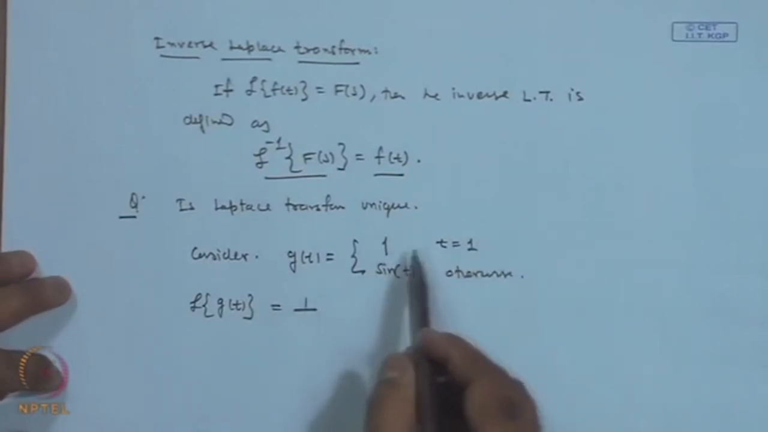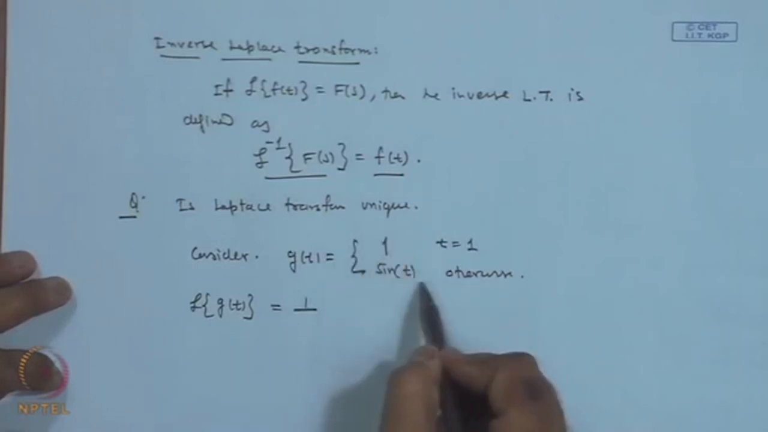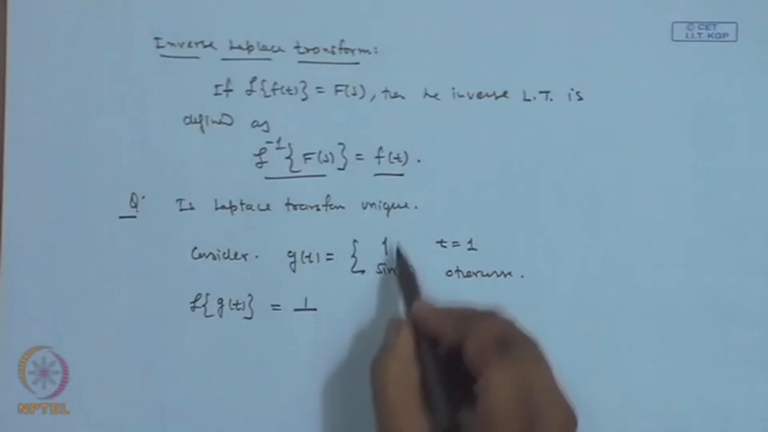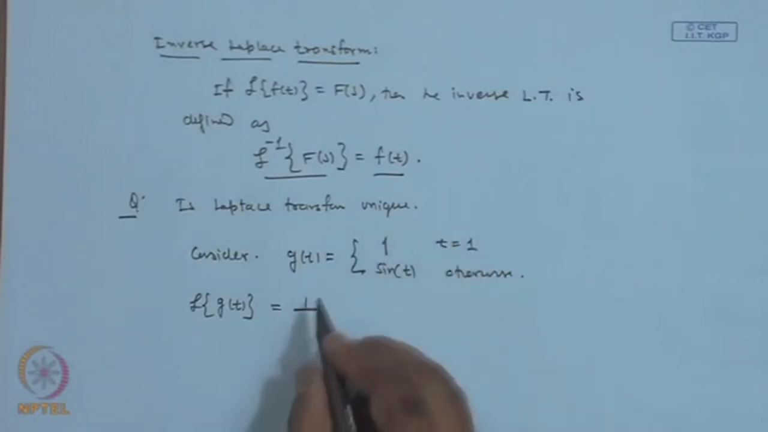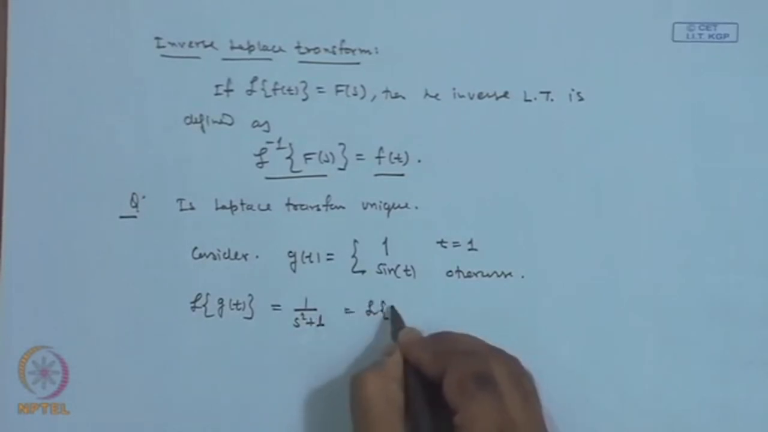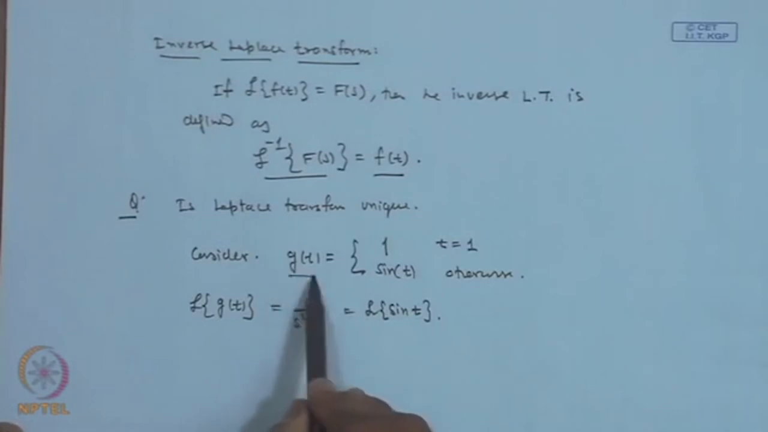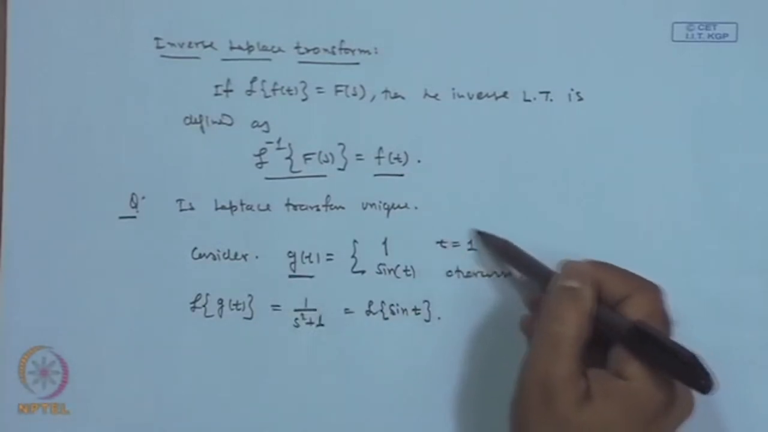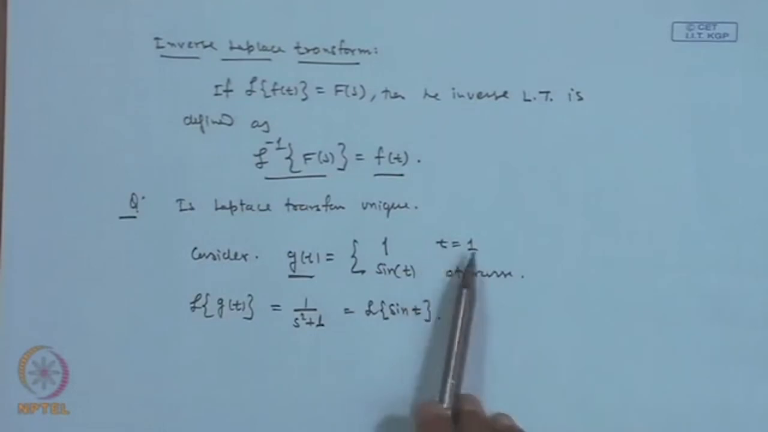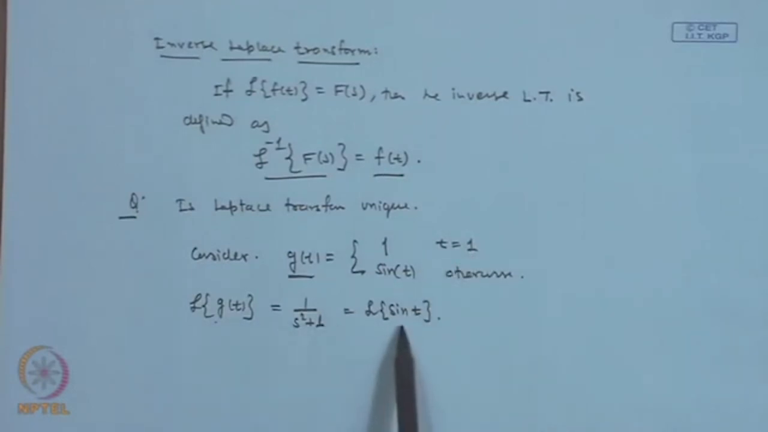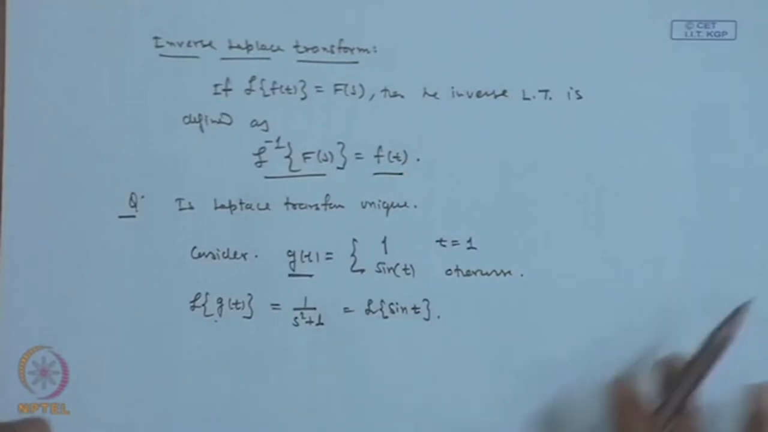Now, in this case what will be the Laplace transform of g(t)? Again we integrate from 0 to infinity e to the power minus s t times sin t dt. This 1 will not influence that integral, so we simply get 1 over s square plus 1, which is the Laplace transform of sin t. So what we see from here is that if functions differ at finitely many points, then the Laplace transforms of those functions are the same.